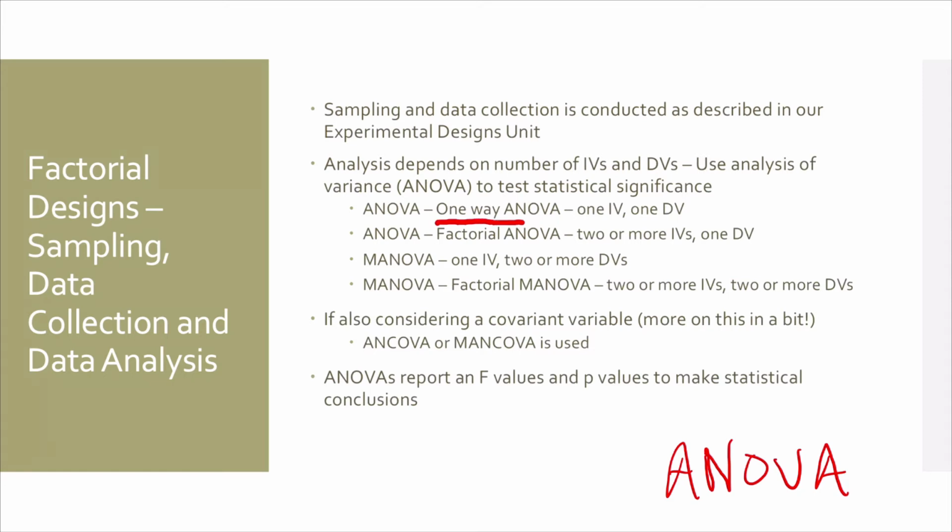Specifically, a one-way ANOVA is used if we have one independent variable and one dependent variable. If we have a study where we have 2 or more independent variables, then a factorial ANOVA is run. If we have more than one dependent variable, then a MANOVA is the test that's used, which is a multiple analysis of variance. And then if we have 2 or more independent variables and 2 or more dependent variables, then we use a factorial MANOVA.